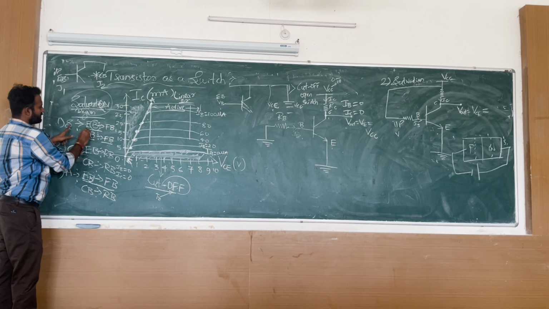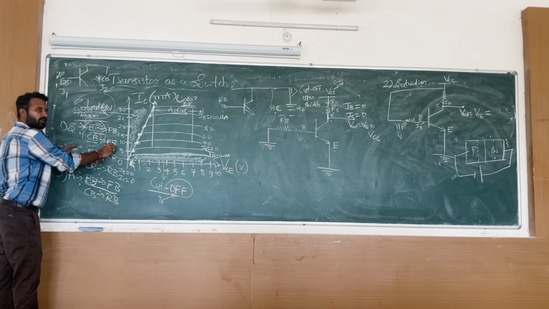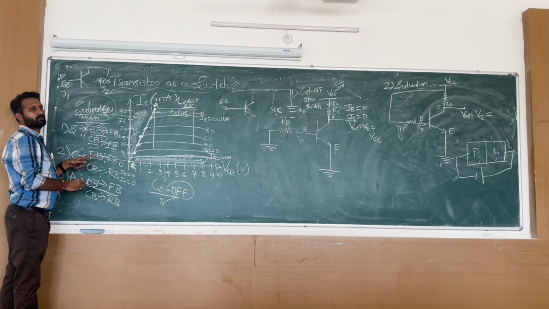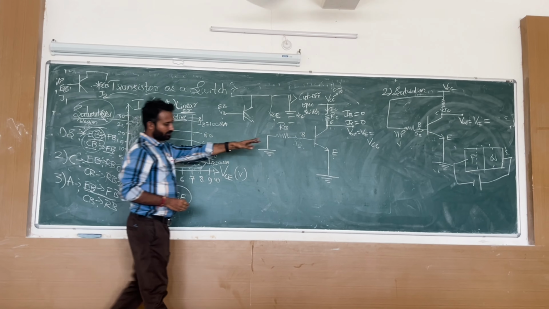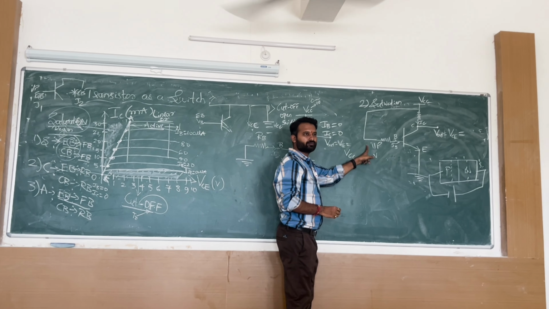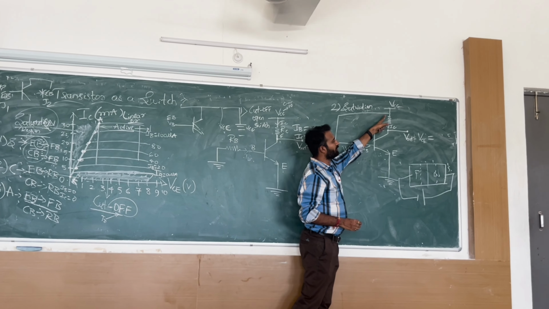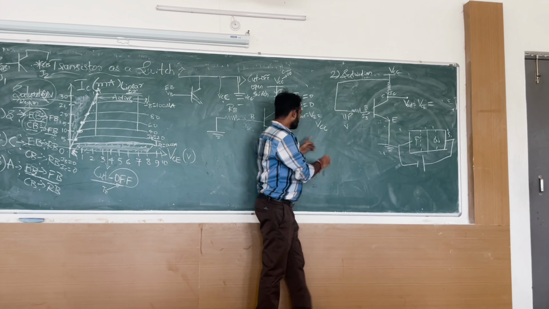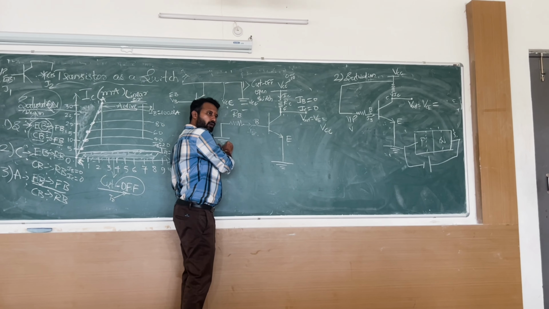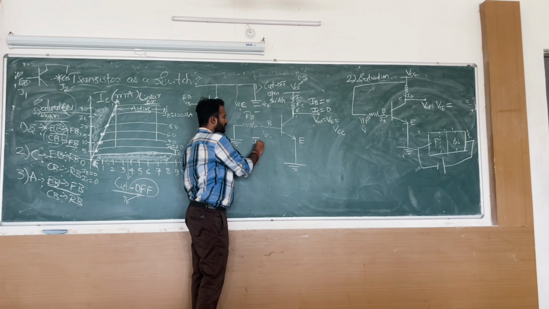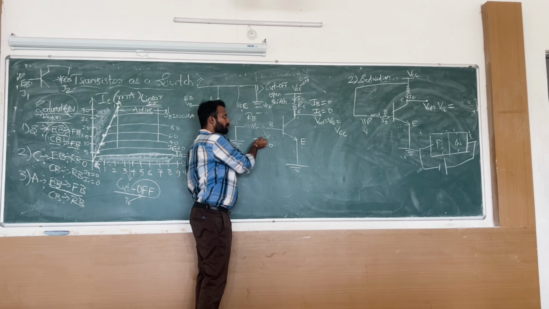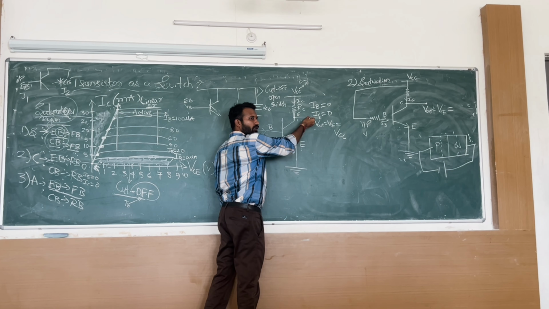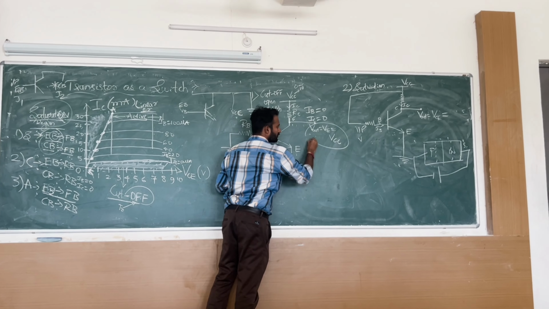Why? In the saturation region, both the junctions are under forward bias. That's why I connected the input to VCC. Understandable? In the cutoff region, the input is grounded, which means IB is equal to 0. If input is 0, IC is also 0. But you have this rule.